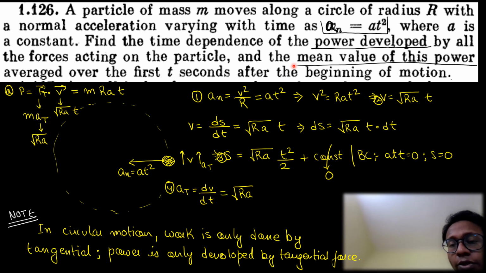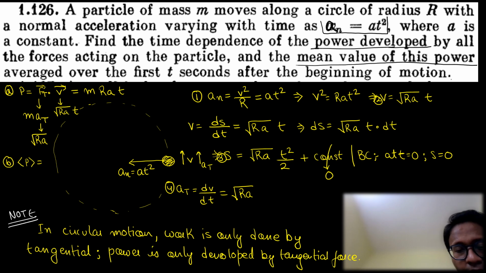Now the second part of the question is, find the mean value of this power, or average power. Instantaneous power is force dot velocity. What is average power? Average power is nothing but total work divided by total time. Whenever average comes out, it is total divided by total. What is the total work? Suppose from t equals 0 to some time t, the total work done is force into displacement. What is the tangential force? It is m into under root of RA.